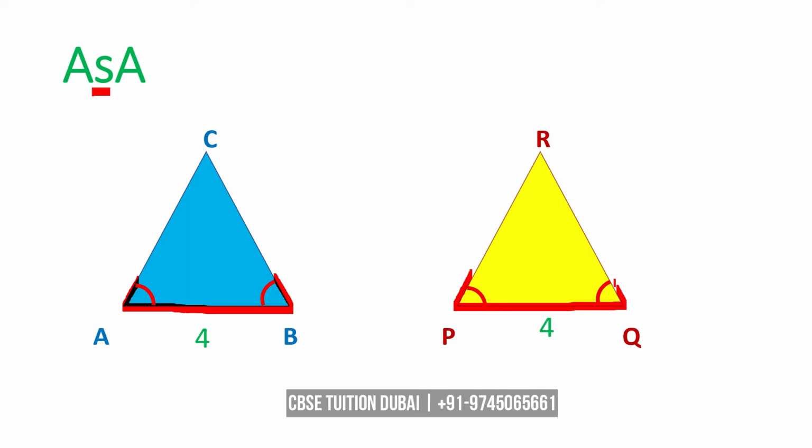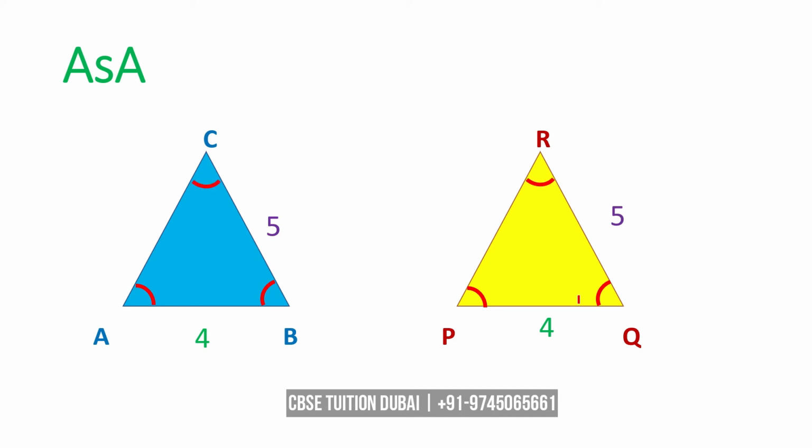So we can say what? These two triangles are congruent. If these two triangles are congruent, the corresponding parts will be equal. What are the corresponding parts here? BC and RQ, angle C and angle R, and AC and PR.